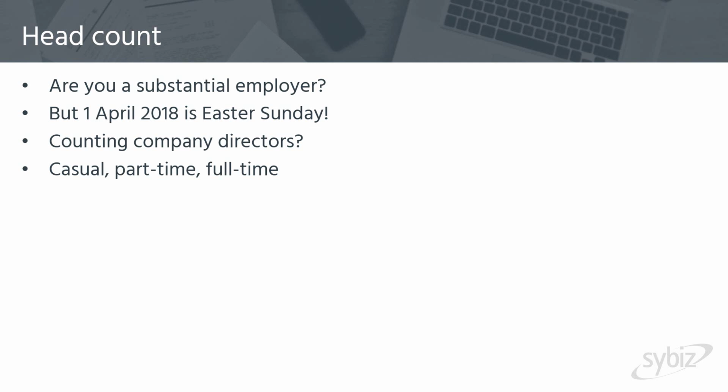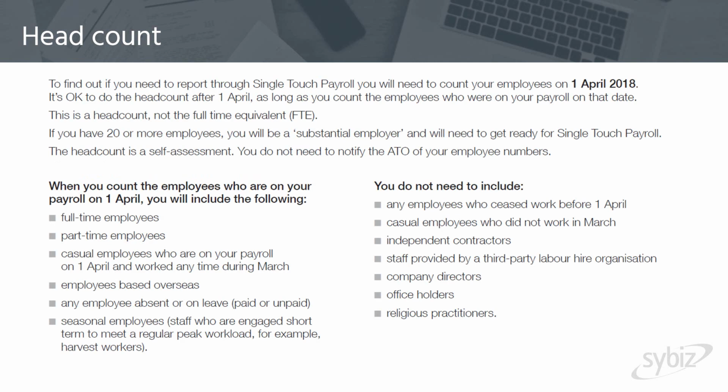And you are counting, it's a head count, not a full-time equivalent. So you're looking at your casual, part-time and full-time workers. And just a bit more clarity, this is again something that has been received from the Australian Taxation Office. So you are counting your full-time, part-time and casual employees, and those casuals, if they're on your payroll as at the 1st of April and they worked any time during March, then they're included in your head count. And again, just reiterating that point about the company directors, you'll see on the right hand side here it says don't include company directors, but that's not always going to be the case, as I said previously.